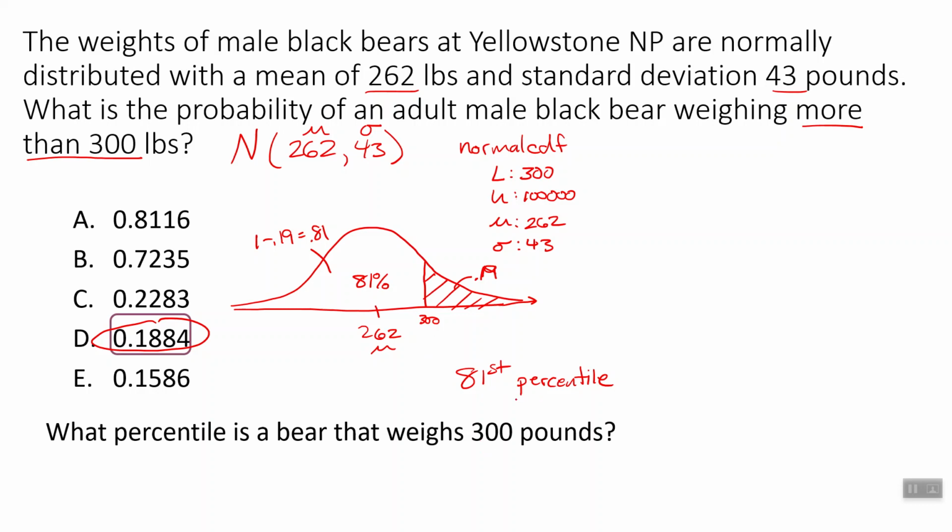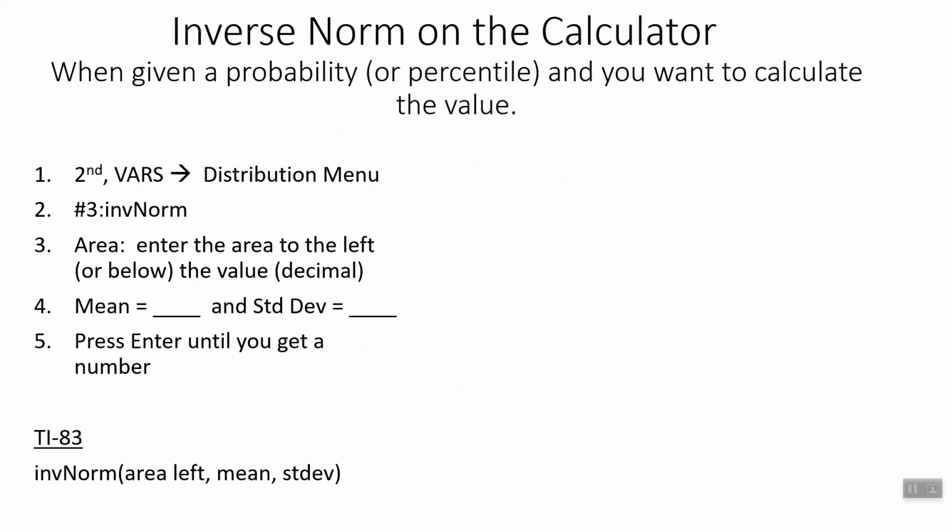So now we're going to work on going backwards. All right, so when given a probability or percentile, you want to calculate the value. So this is using the inverse norm. So this is going backwards. So before we were given values and we wanted to calculate probabilities or percentiles or percents. Now we're given those probabilities or the percentiles, and we want to go forward to find the data value.